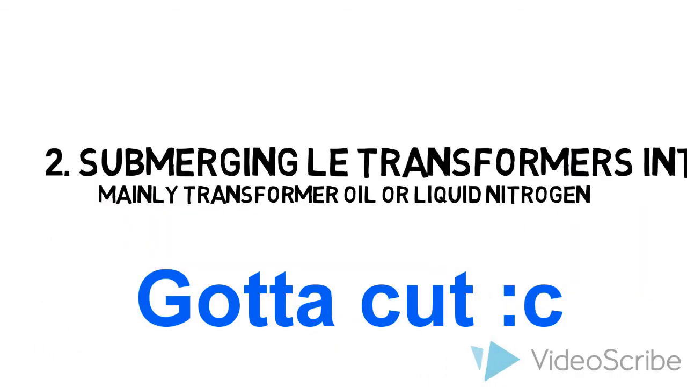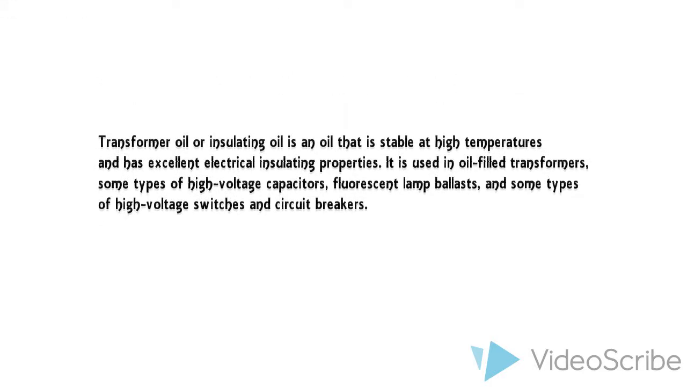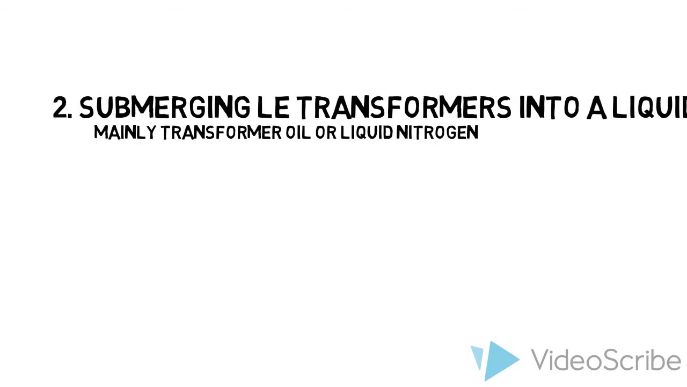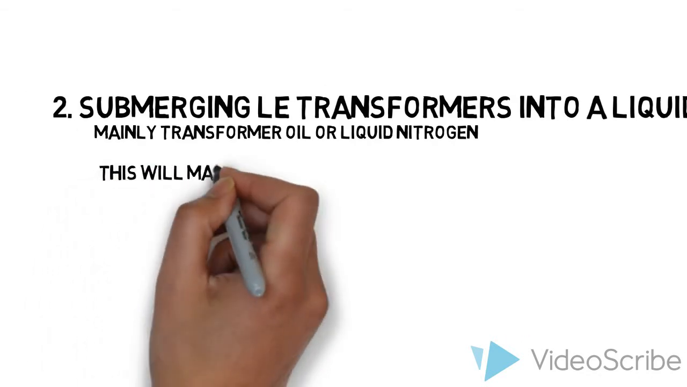So two, submerging the transformer. So what is transformer oil, you may ask? Well, transformer oil, or insulating oil, is an oil that is stable at high temperatures and has excellent electrical insulating properties. It is used in oil-filled transformers, some types of high voltage capacitors, fluorescent lamp ballasts, and some types of high voltage switches and circuit breakers. Okay, so this will make the transformers last longer.